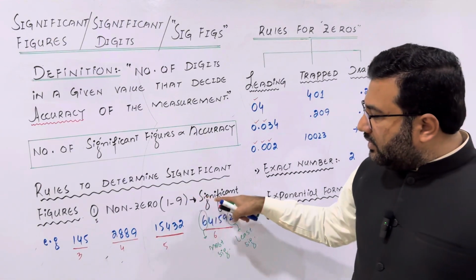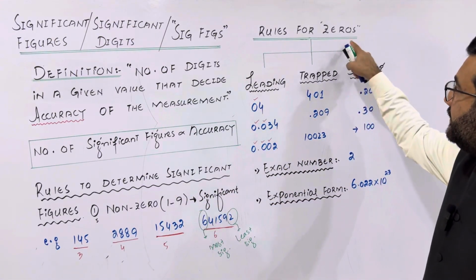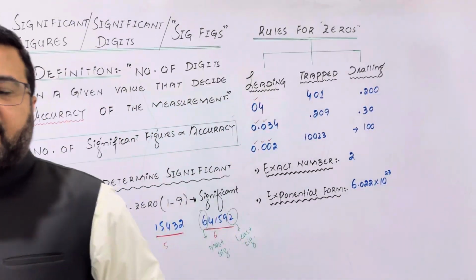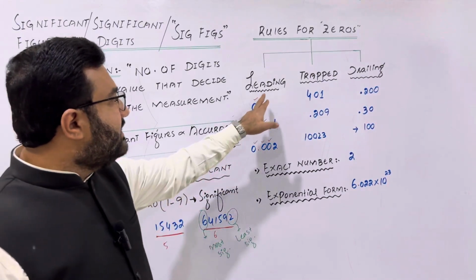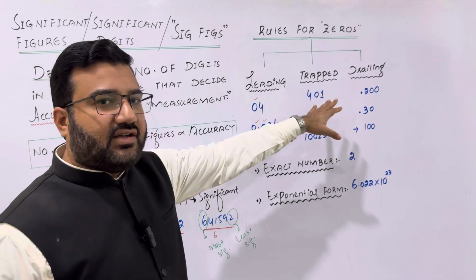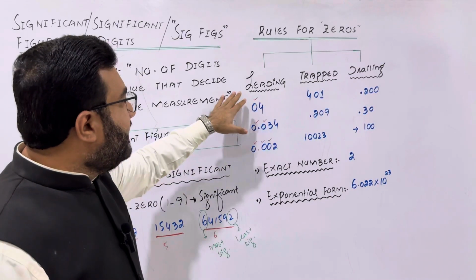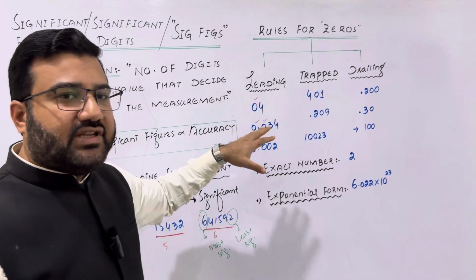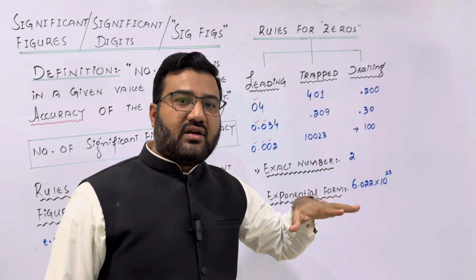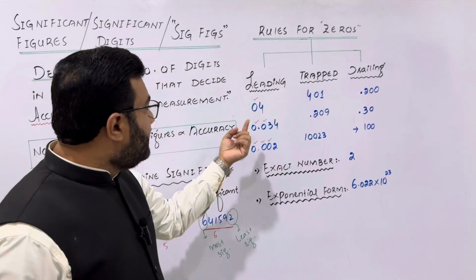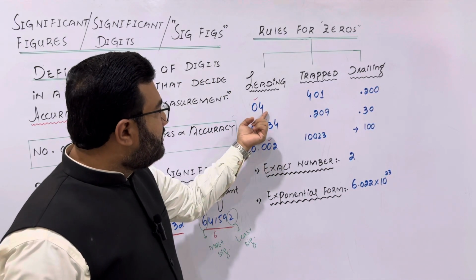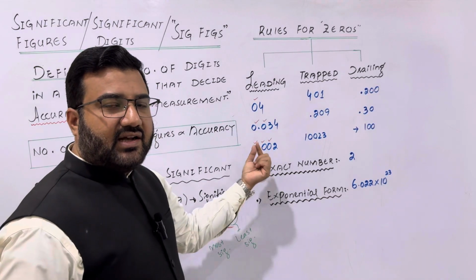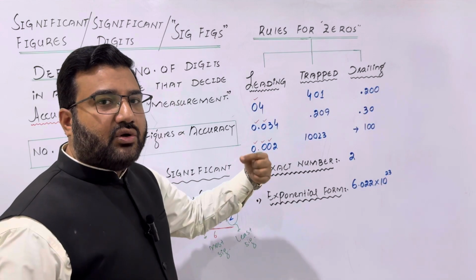So this was the rule for all non-zero numbers. Now what about the zeros? First of all, you will have to memorize that there are three types of zeros. One are the leading zeros, second are the trapped zeros, and third are the trailing zeros. Now the leading zeros, what is meant by the leading zeros? The leading zeros are those zeros that are preceding some non-zero number. For example, this zero is preceding a non-zero number 4. Similarly, these two zeros and these three zeros are leading zeros as they are preceding a non-zero number.